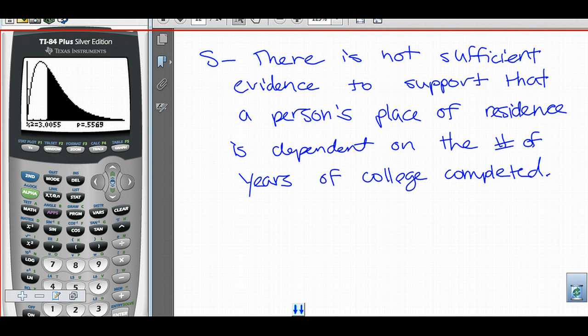So we're saying that it doesn't matter how many years of college, so whether you live in suburban or urban, it doesn't really have anything to do with how many years of college that you completed.